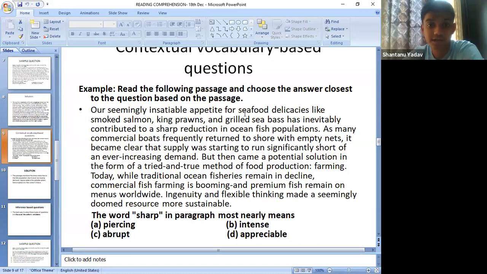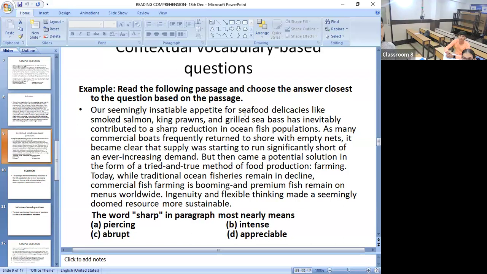As many commercial boats have frequently returned to shore with empty nets, it became clear that supply was starting to run significantly short of an ever-increasing demand. But then came a potential solution in the form of a tried and true method of food production, farming. Today, while traditional ocean fish bearers remain in decline, commercial fish farming is booming and premium fish remain on menus worldwide. Ingenuity and flexible thinking made a seemingly doomed resource more sustainable.